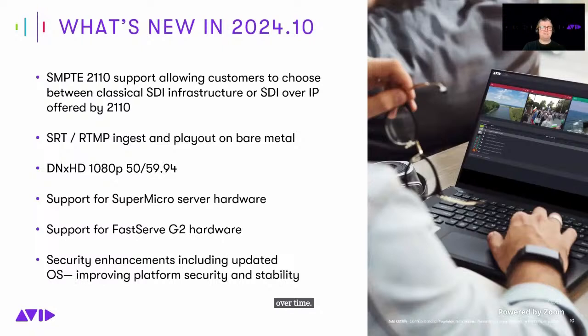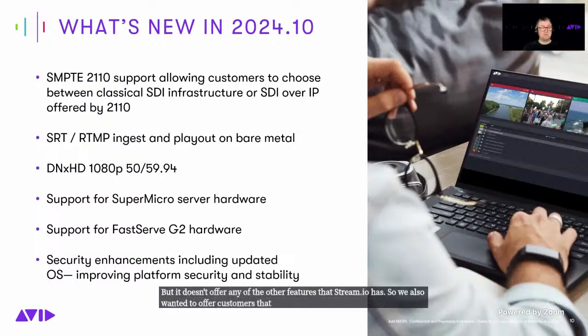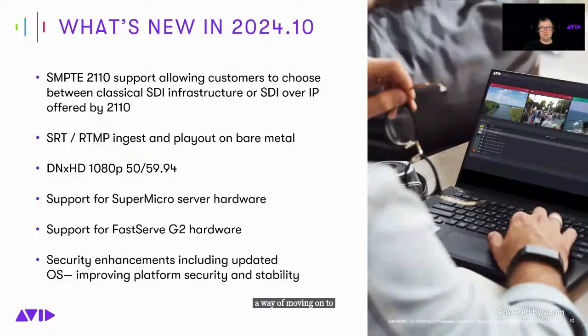We're enabling SRT and RTMP ingest and playout. We already have a product called MediaCentral Stream, which is offering SRT and RTMP, but it doesn't offer any of the other features that Stream.io has. So we also wanted to offer customers that are already using MediaCentral Stream a way of moving on to Stream.io so they can always be using the latest and greatest features that we have.